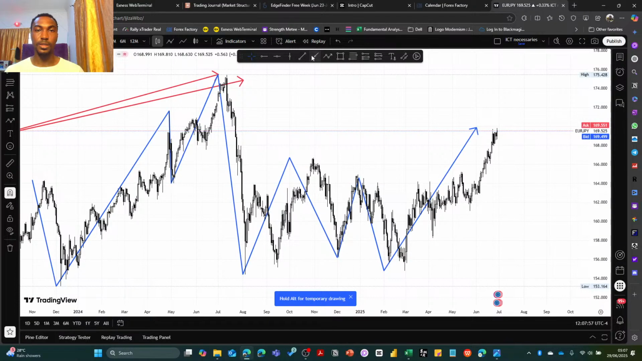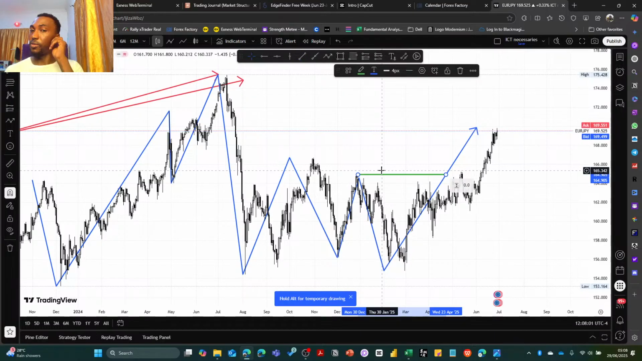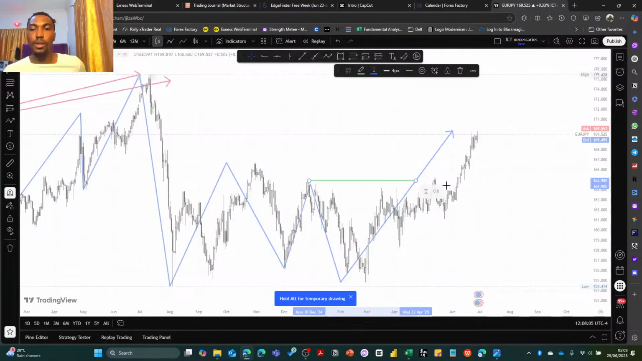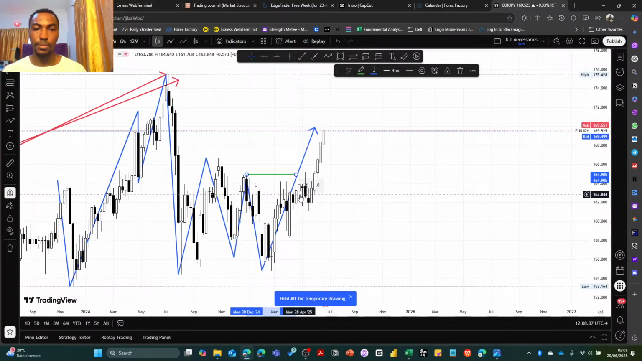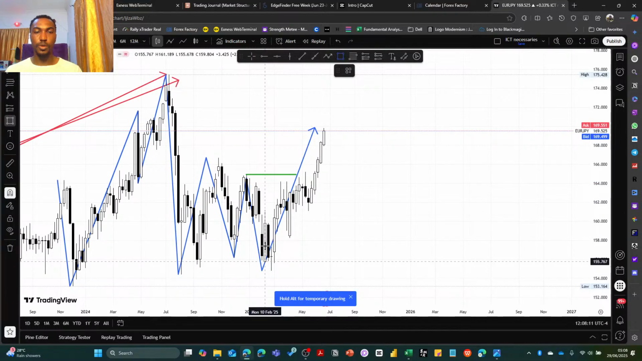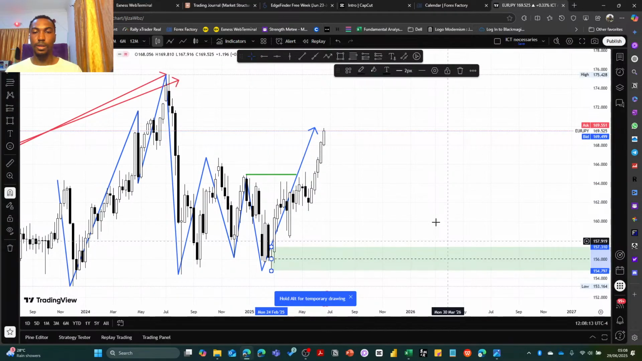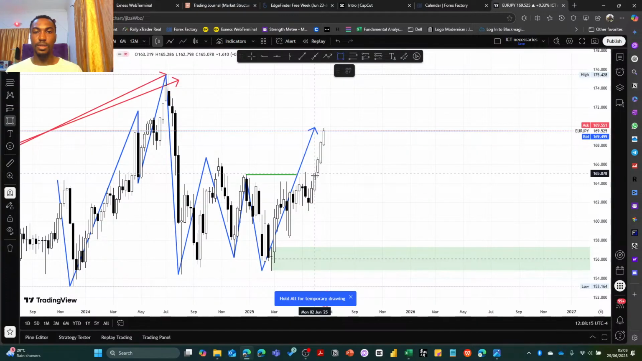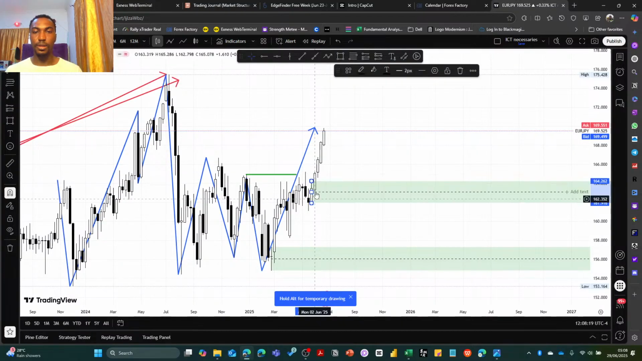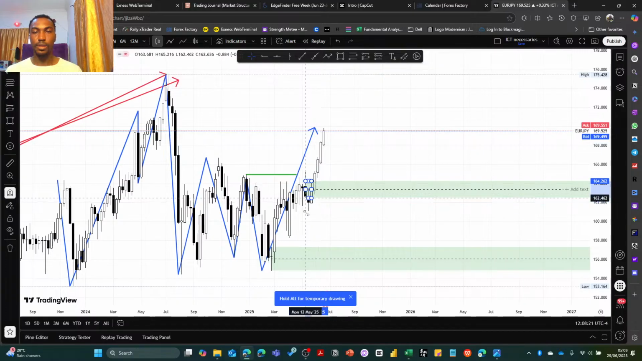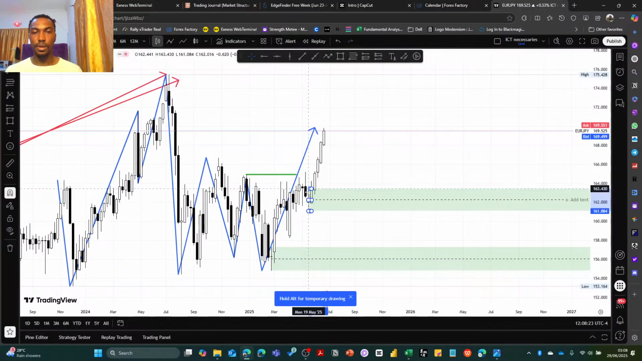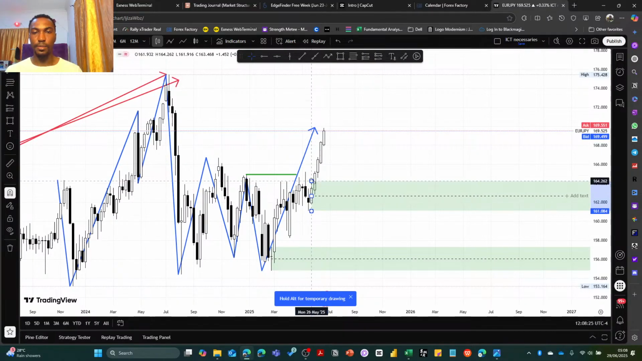Right here, price breaks above. What are we waiting for? Let's look out for zones. Good zones. This is an extreme zone. This is an extreme buying zone. This is another extreme buying zone. All of this, but this to me is the imbalance. This is it, right here.